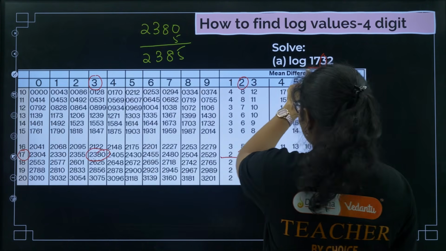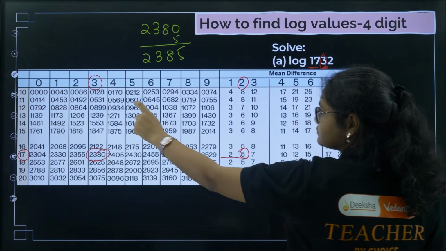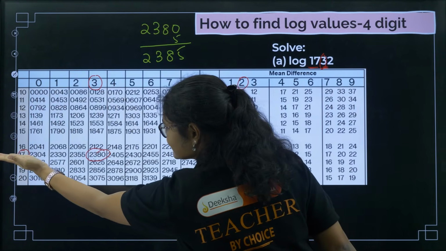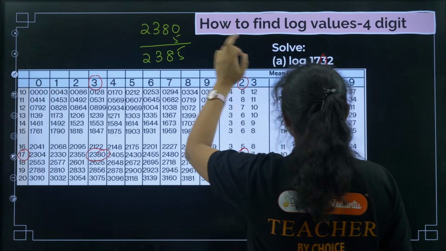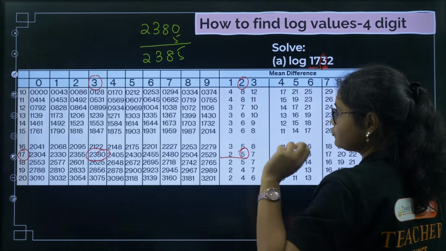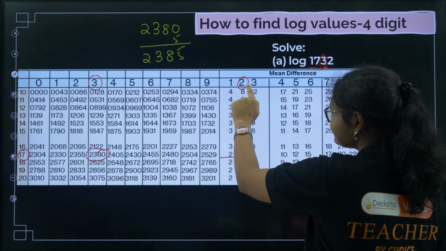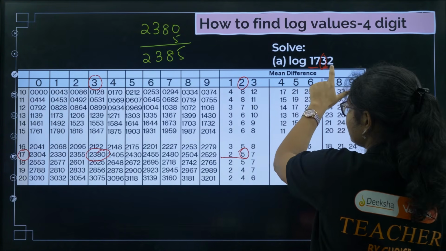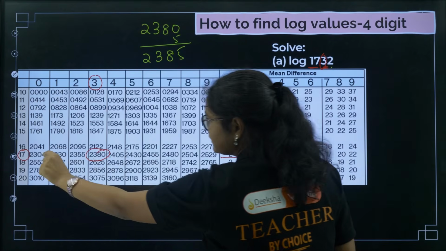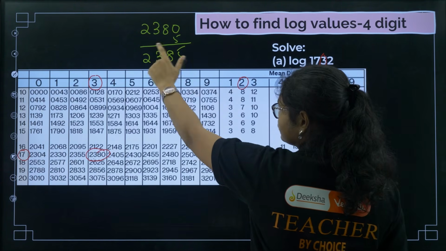First thing, 17, check 17 here. The next digit is 3. I'll check the 17th row and this column. What is the value? 2380. Next, the last digit is 2. That I need to take in the mean difference table. So 1, 2. But if it is 3, you need to check 3. If it is 4, you need to check 4. Because here it is 2, I am checking 2. Again, the 17th row, and that value is 5. So I will add this to 2380.